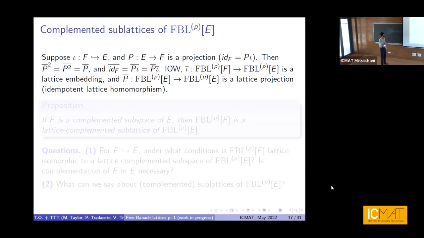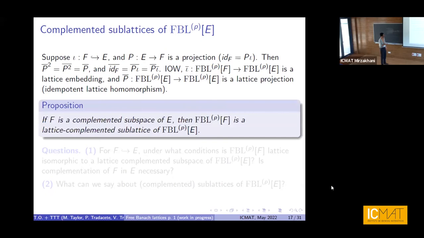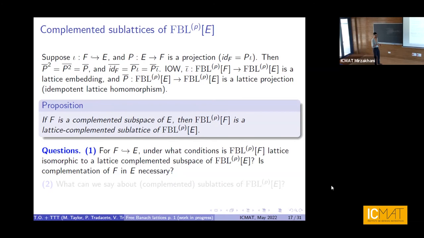In this case, if you look at P bar and iota bar, this gives you a factorization of the identity on the free Banach lattice of F through E. So in this situation, the free Banach lattice of F is lattice complemented in the free Banach lattice of E. And here is our question, because beyond this we don't really know much. We are asking whether this is the only situation when the free Banach lattice of F can be lattice complemented in a free Banach lattice of E.